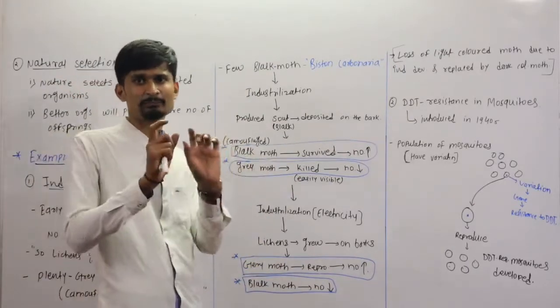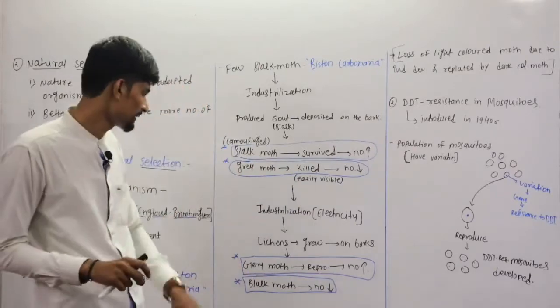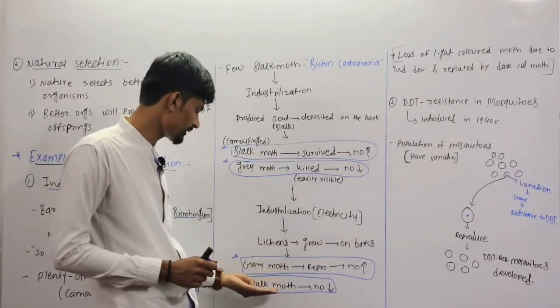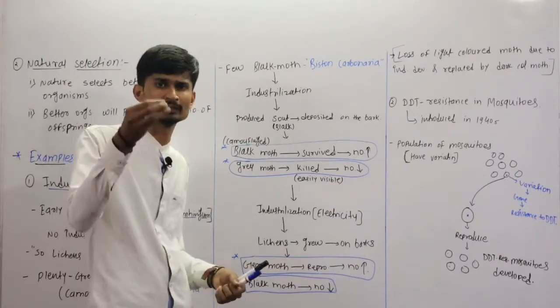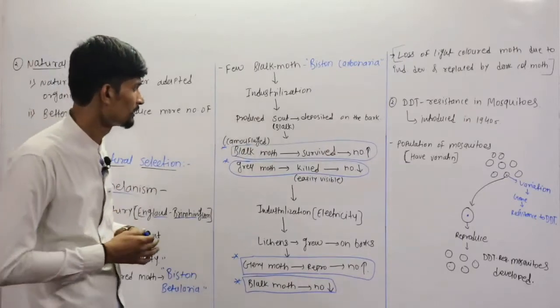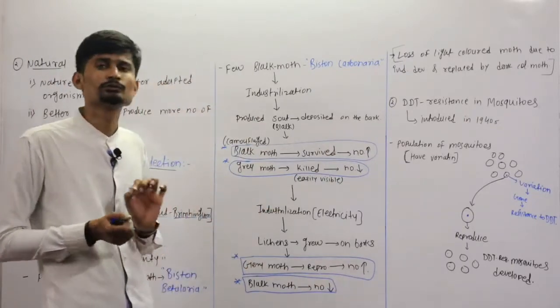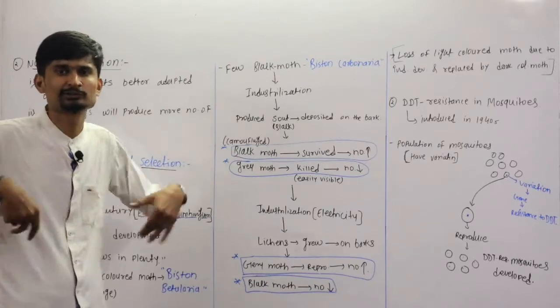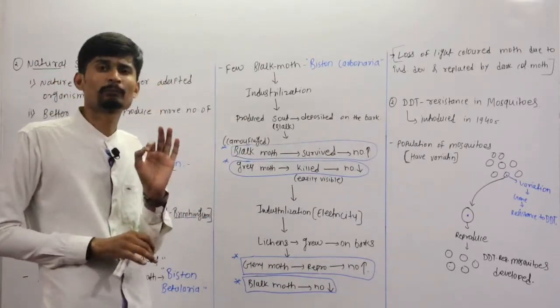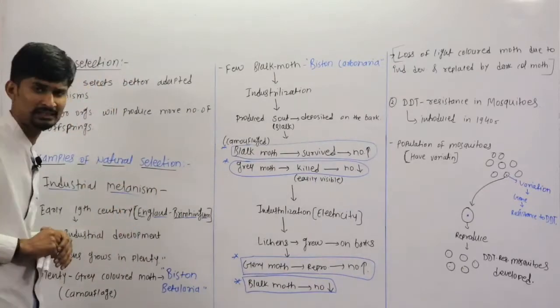Okay, because the color pattern of the black moth and the lichen is different. So due to this, again the number of black moths decreases. So the increase and decrease in number is happening due to the industry, that is, by that natural condition or the environmental condition. So this is the example of natural selection.